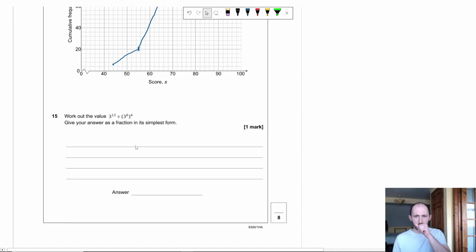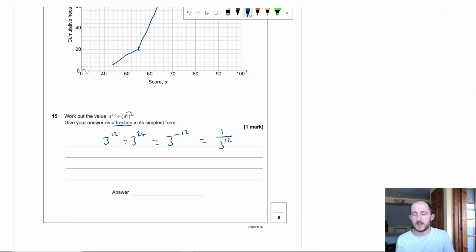So let's work out the value of 3^12 divided by 3^6 divided by 3^4. So first of all, if we have a 6 and a 4 outside the 3, then we multiply those two numbers. So what that means is we're going to do 6 times 4, which is 24. When we're dividing, it means we subtract, which means it's 3 to the power of minus 12. And it says give your answer as a fraction in its simplest form, so that would be 1 over 3 to the power of 12.